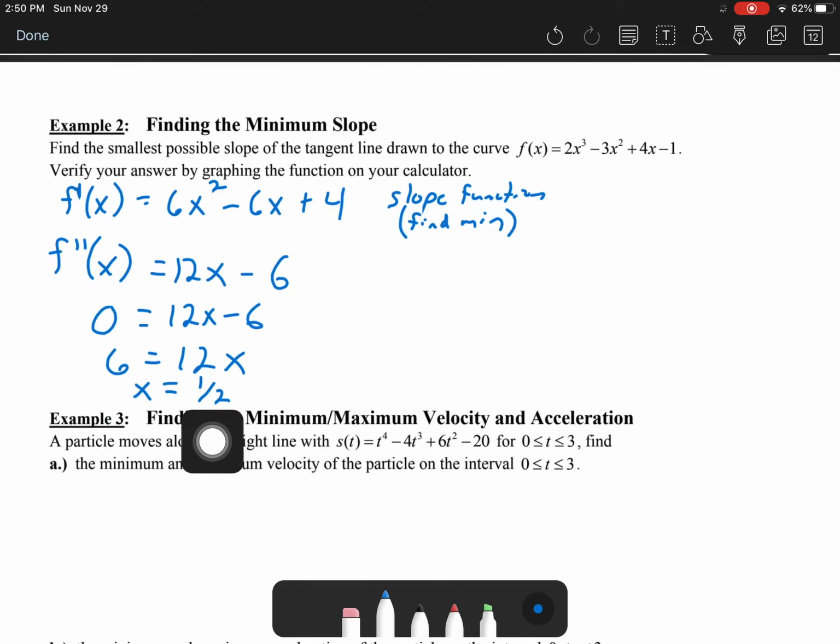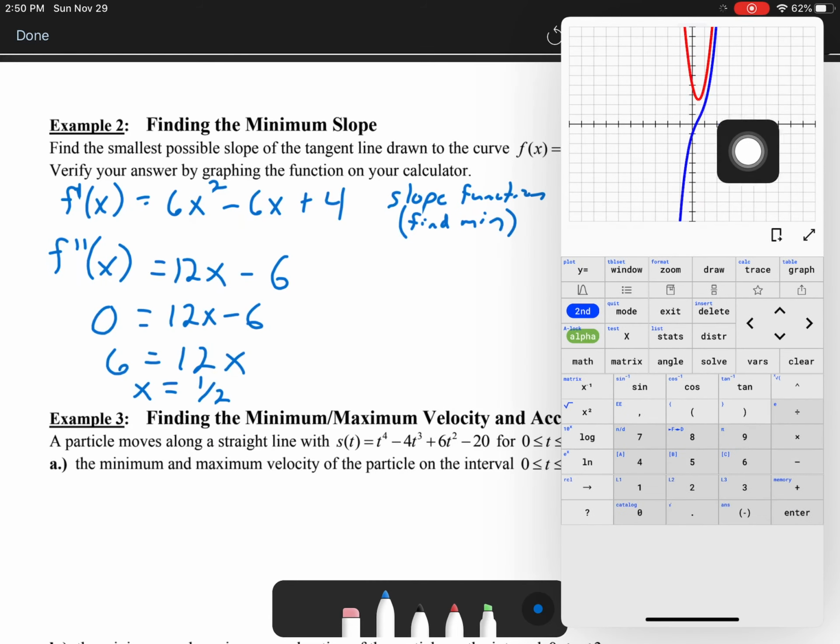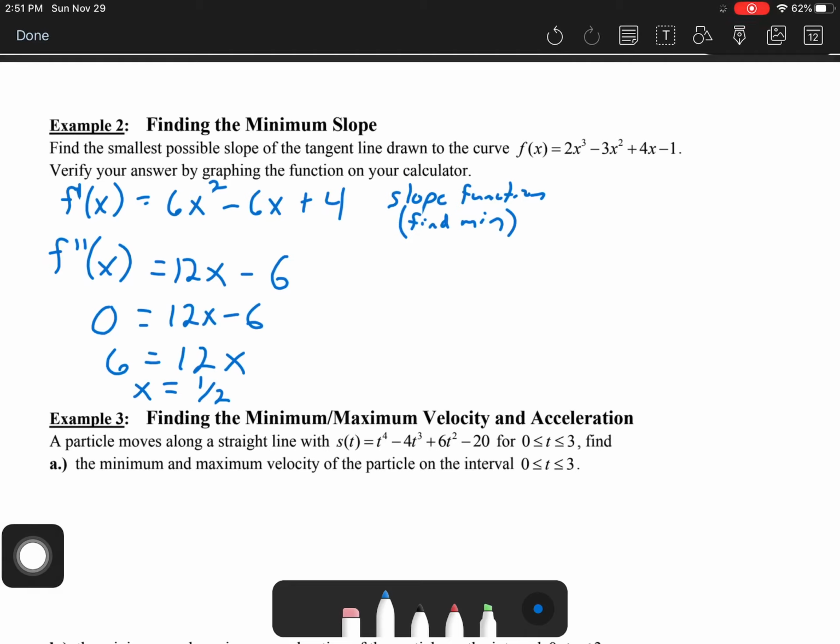But what we want to do is actually find that minimum slope, because remember, what we're doing is finding this slope right here, where it's the flattest, I guess, is what we'd say. And so we want to calculate what that is. We know it occurs at x equals 1/2, but let's see what that slope is. So to get that, we have to plug this back into our slope function, which is f prime. So f prime, and we know it occurs at 1/2. So I'm plugging that 1/2 back into this function right here.